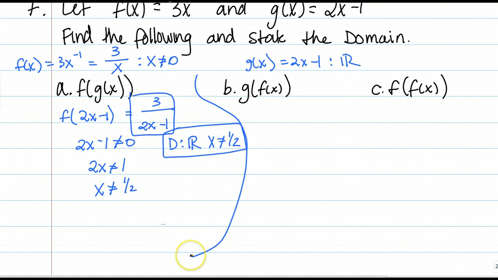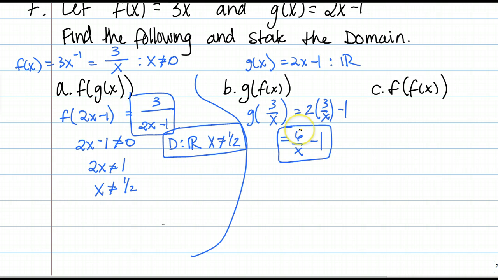And I'm just going to draw a line here so we can still do part B. So g of f of x. Now this is just a little bit backwards. So f of x is 3 over x. So we have 2 times 3 over x minus 1, which is 6 over x minus 1. And if we look at our final answer, we know x cannot equal 0 because right here our denominator cannot equal 0. So we have all real numbers except x cannot equal 0.